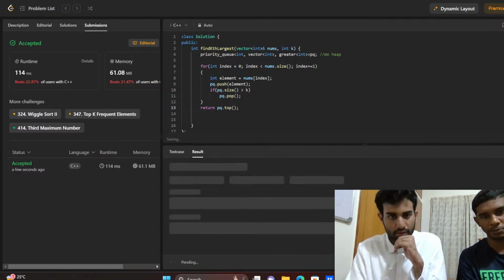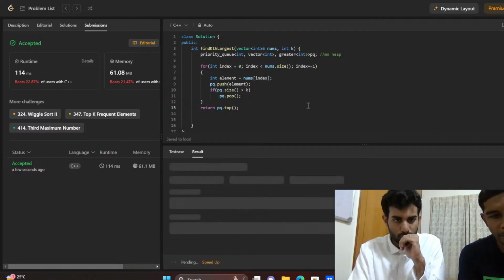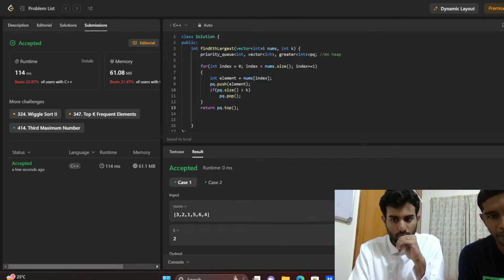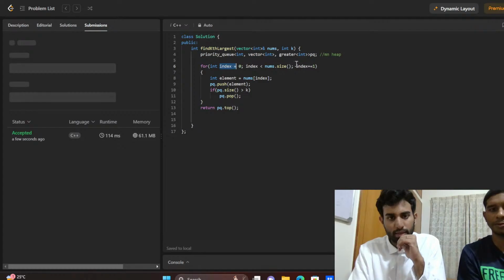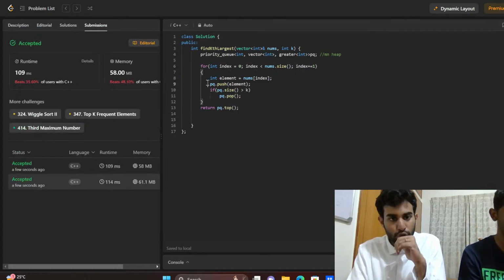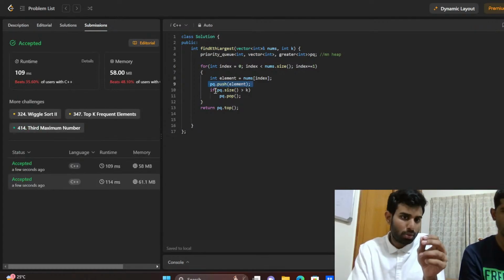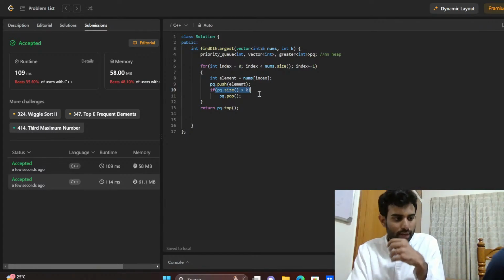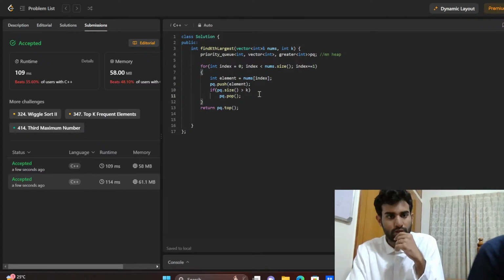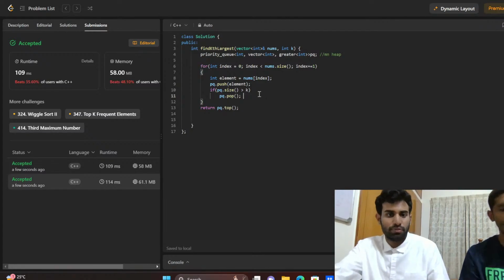Let's try this out. So yeah, this is the approach. Here we're running through every element of the array and pushing the element. But since we're maintaining the property that the size never exceeds k, the cost of insertion and deletion is just log k, which is why this works this way. And I'll hand over to Vaishnav for the next one.